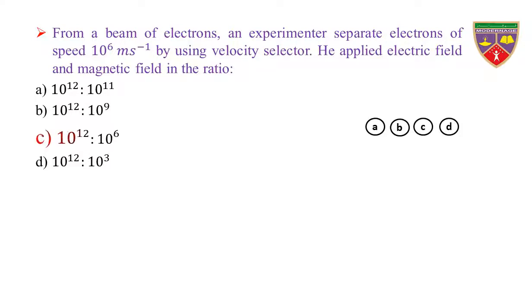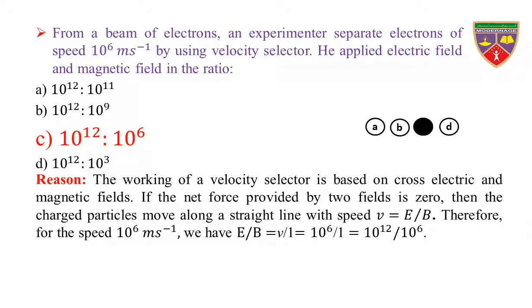The key is 10^12 to 10^6. Therefore, the correct option is C. Reason: the working of a velocity selector is based on cross electric and magnetic fields. If the net force provided by the two fields is zero, then the charged particles move along a straight line with speed v equal to E divided by B, where E is the electric field and B is the magnetic field.